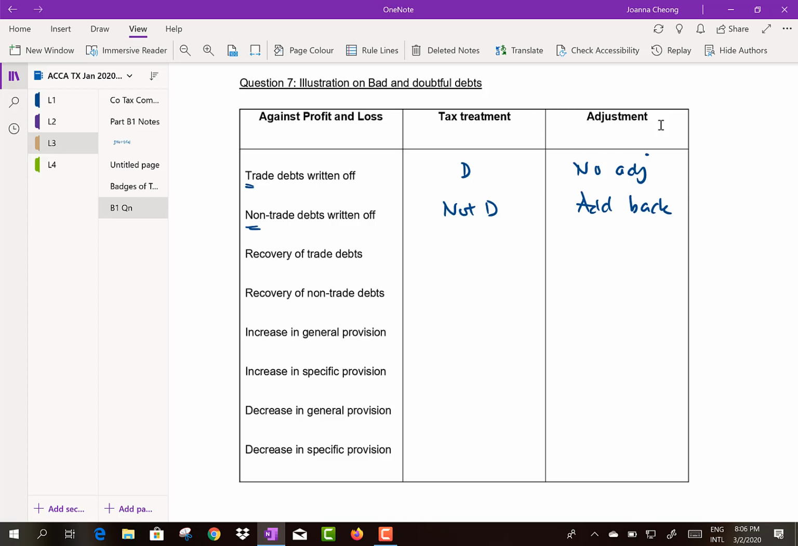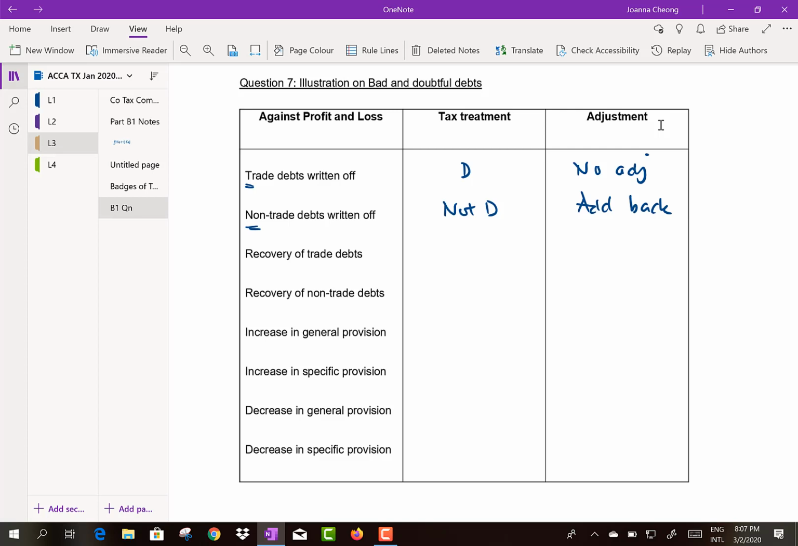Okay, now, what about the third and the fourth item? Recovery of trade debt. Means what? Is it expense or is it income? Income already. You cannot say whether is it deductible. That means after you write off the debt already, suddenly your customer appears in front of you and says they can pay you. Troublesome, right? Okay, so that will be income to you. Recovery of bad debt is an income. You debit bank, you credit your bad debt recovery, right?